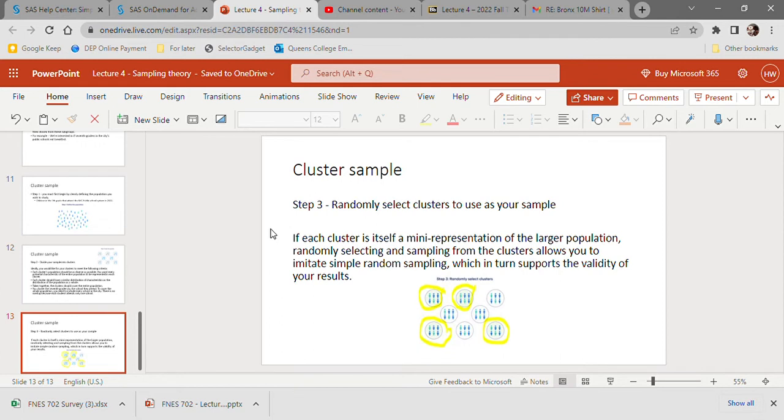So now you're not sampling individuals anymore. You're sampling the cluster itself. And when you sample the cluster itself, remember each one is representative of the population as a whole. This way you should get a very well diverse, representative sample. If each cluster is itself a mini representation of the larger population, random sampling of the clusters allows you to imitate simple random sampling, which in turn supports the validity of your results.